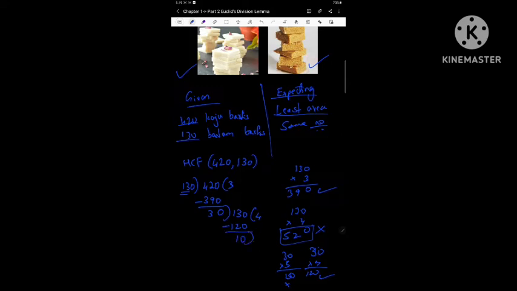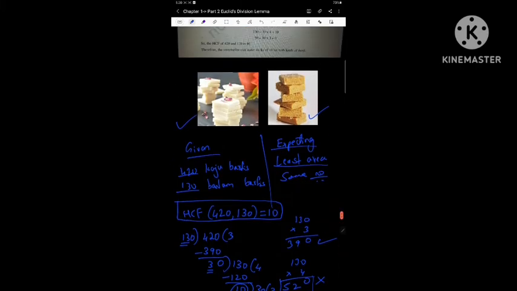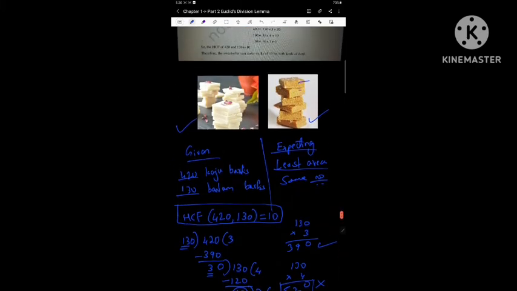So again we continue the process. 10 3s 30, and the remainder over here is 0. So whatever divisor is there at this stage will be our HCF. So the HCF of 420 and 130 is 10. So the number of burfis she can stack so that each stack has the same number and they take the least space is 10.